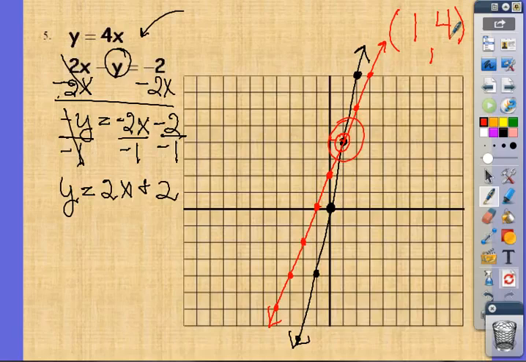Questions so far? Aaliyah. How do you find out your solution? Your solution is where they cross here, and that's an ordered pair. That is at, to get there from the origin, you go right 1 and up 4.